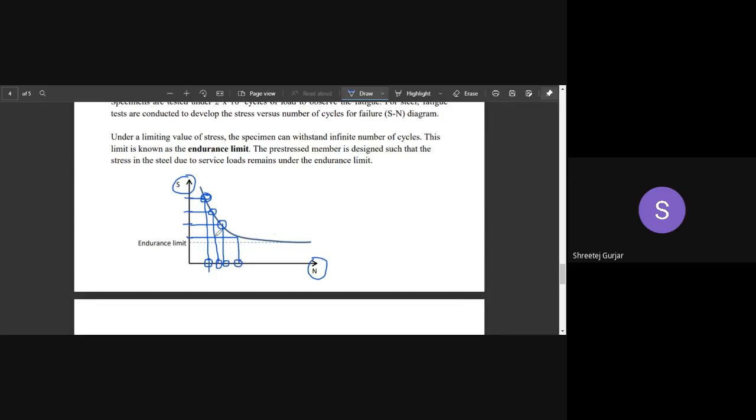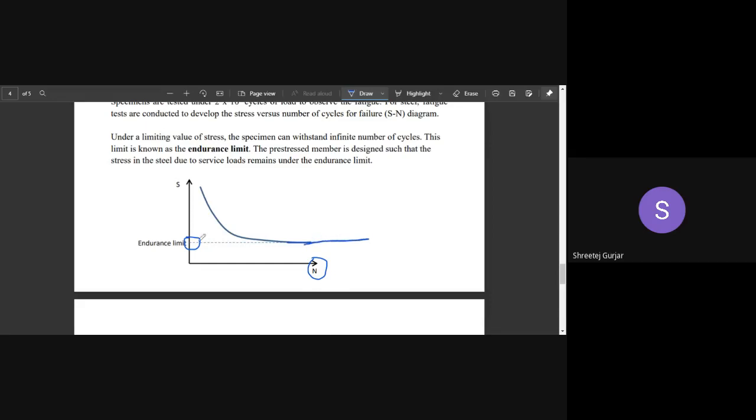So after a certain number of points, you can see that this curve is a stable curve after a certain amount of stress. At this stress level, your curve has straightened out, right? Let me just erase. Okay, so at this stress level, you can see that the curve has straightened out. At this stress level, the curve has become straight.